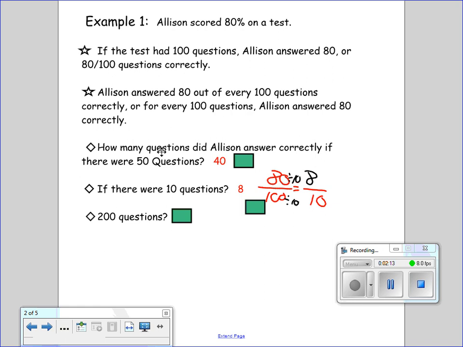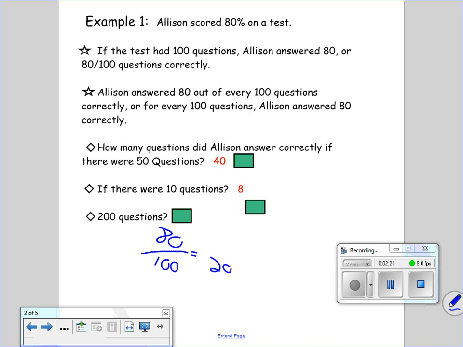Now, if there's 200 questions, she got 80 over 100 right. But if it's out of 200 questions now, how many did she get correct? Well, you're going times 2. 80 times 2 gives me 160. She would have gotten 160 correct. You see how that works?